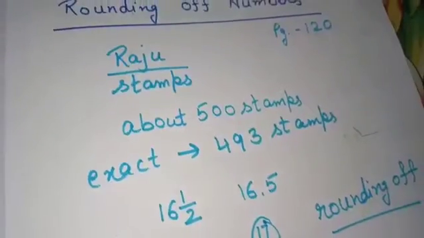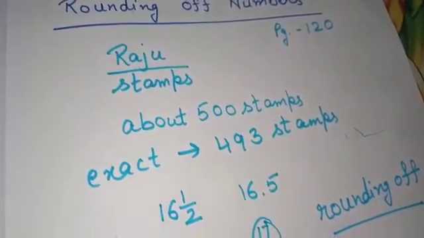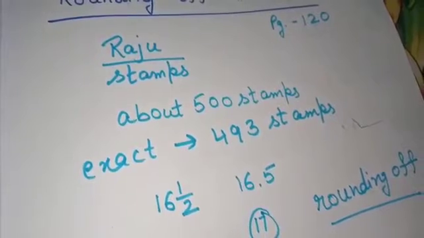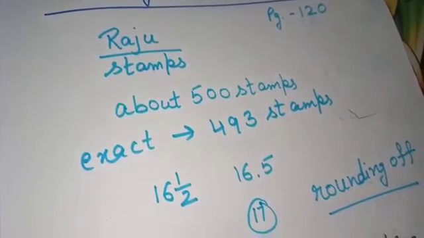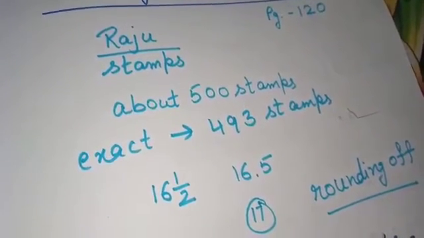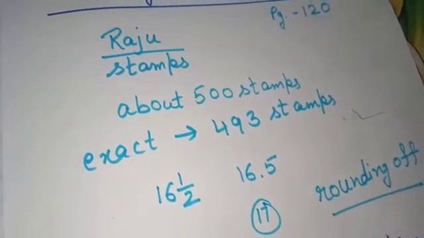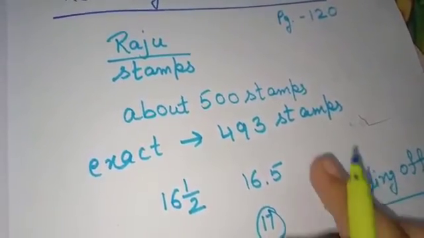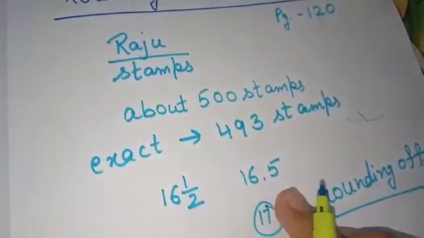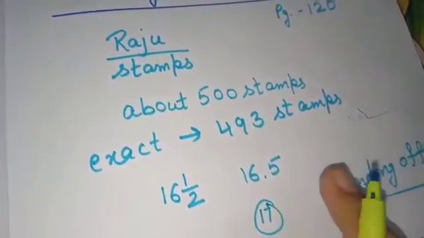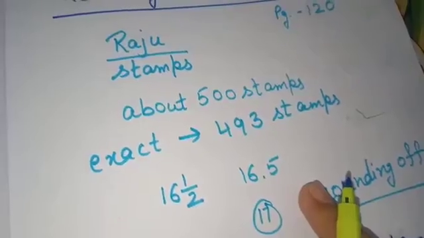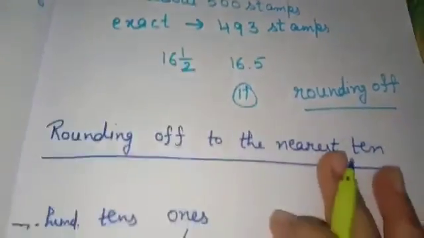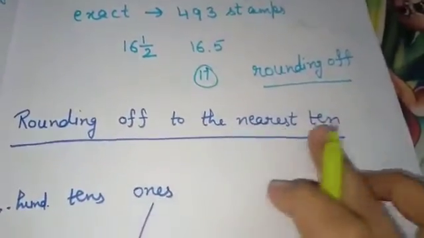As we know, in our place value chart, the places are ones, tens, hundreds, thousands and so on. So we round off the numbers starting from the place tens, which is the topic in our first worksheet, rounding off to the nearest 10.